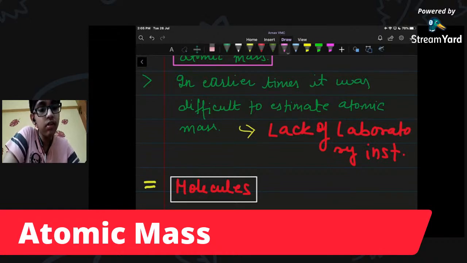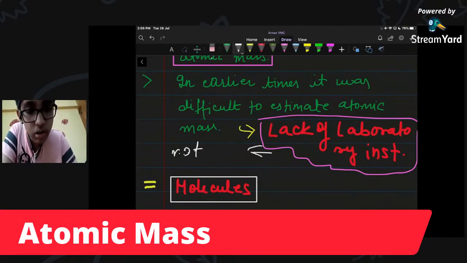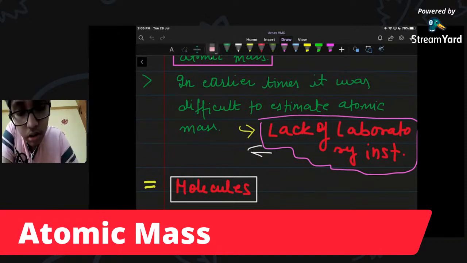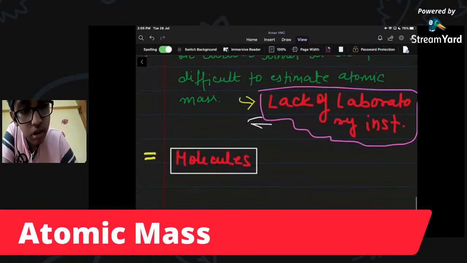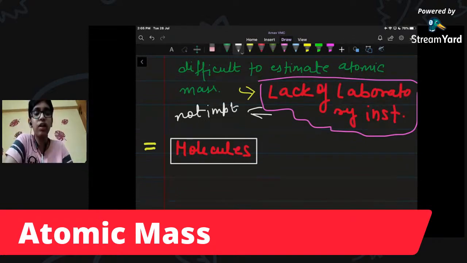So this is not important. I will tell you, this is not important for class 9. It's important in class 10, but not in class 9.